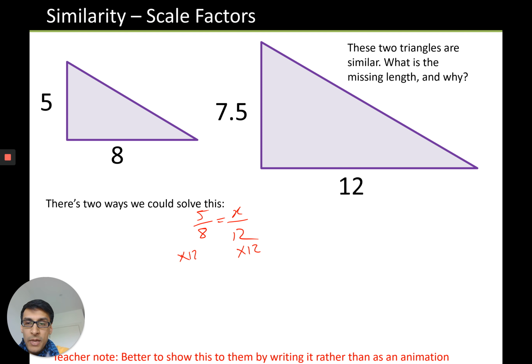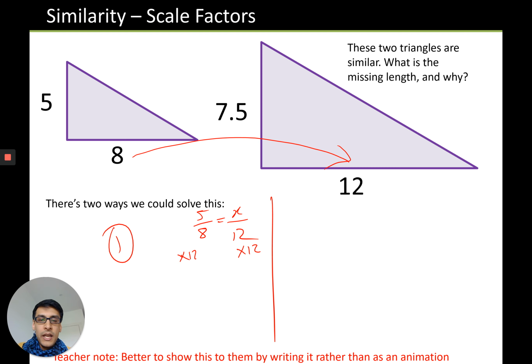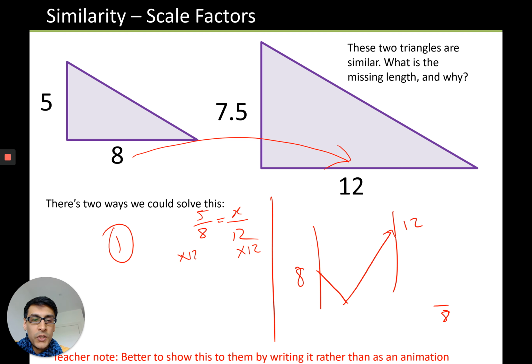So that's method 1. Method 2 is where we can actually just figure out, okay, well, 8 times what will give me 12? Now, think about the double number line that we've done before in the past here. So 8, 12. I know some of you might be able to do this in your head, and that's fine. But if the numbers are not as nice, this method is going to be useful. So I divide by 8. I multiply by 12. So my scale factor is 12 over 8.